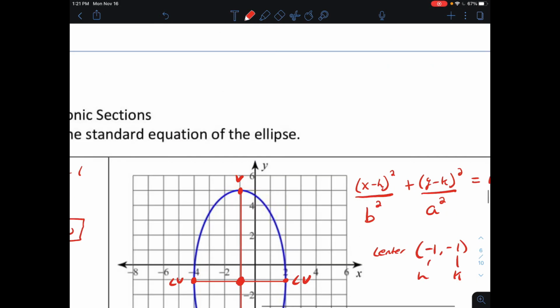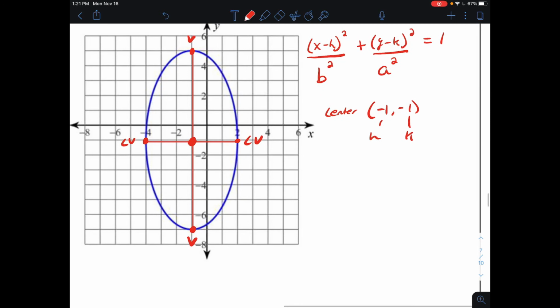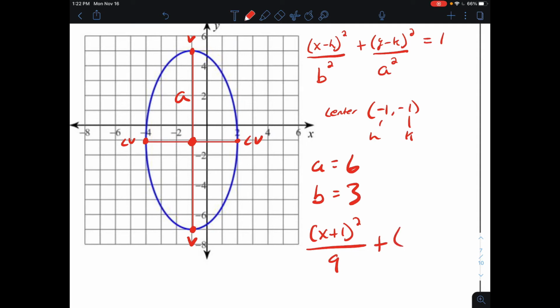Now, a is the distance from the center to a vertex. And so a is going to be, well, we have 1, 2, 3, 4, 5, 6. So a is going to equal 6. b is the distance from the center to a co-vertex. So 1, 2, 3. So b is equal to 3. And so now we just plug everything in. And so our equation for this ellipse will be (x plus 1) squared divided by 9 plus (y minus negative 1), or (y plus 1) squared, over 36 is equal to 1.